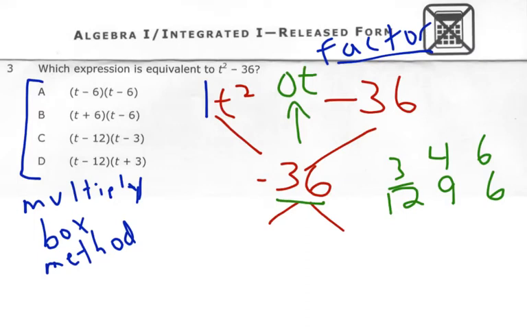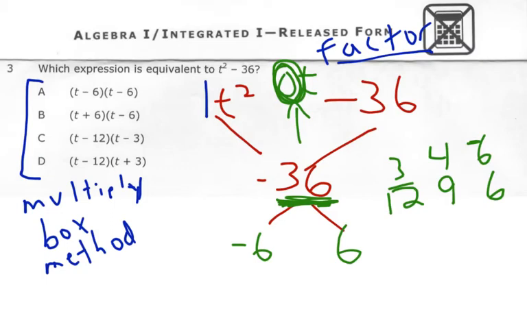And remember, since that's negative, one of these has to be negative. So I'm looking at 6 and 6, and if I make one of them a negative 6, the other one a 6, negative 6 times 6 gives me negative 36, and negative 6 plus 6 gives me 0. So that's how it has to check. It has to multiply to give you the number above, and it has to add to give you the middle coefficient, which is 0. So negative 6 plus 6 is 0. So that works.